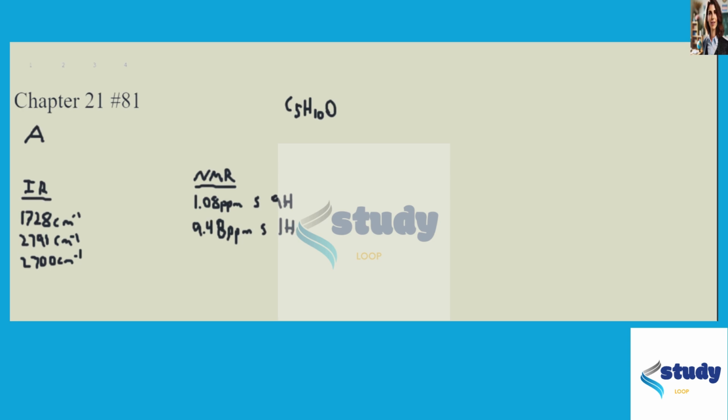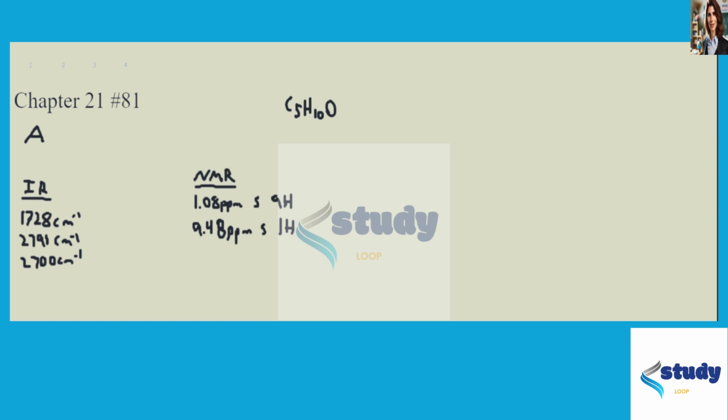This is the answer to Chapter 21, problem number 81 from the Smith Organic Chemistry textbook. This problem gives us 4 sets of data and asks us to come up with a structure for each set of data. And so I'm going to jump right in because this is quite a large problem.